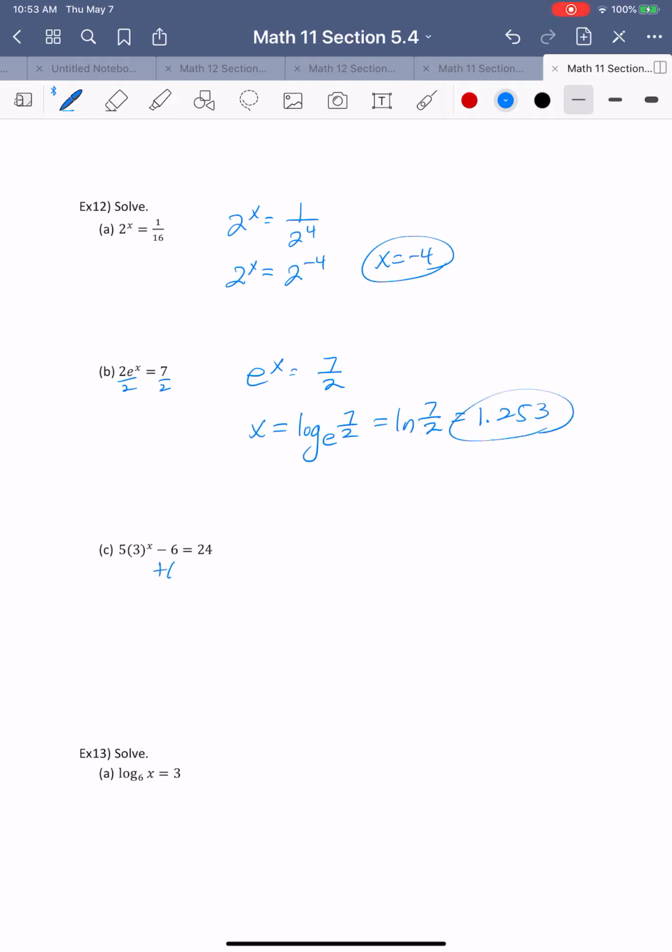And then add 6 to both sides to get 5 times 3 to the x power equals 30. Divide by 5, it becomes 6. And x is a log base 3 of 6. I haven't shown you how to change the base here, but if you have a calculator that has change of base for 3, go ahead, and you might get the decimal too. Solve this by changing to exponential form. So the base is 6 and the exponent 3 equals x, which is 216.